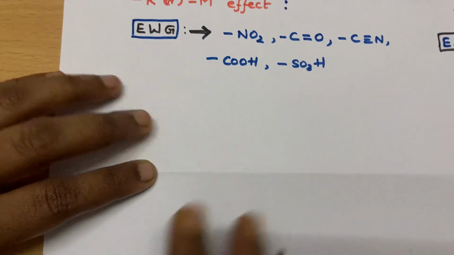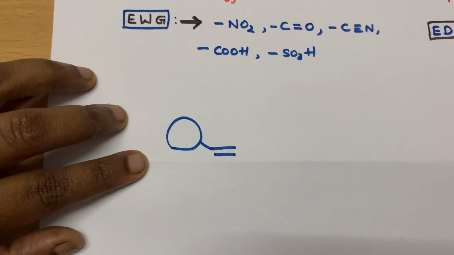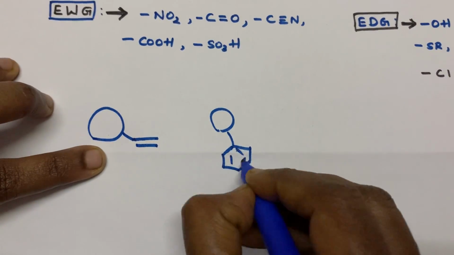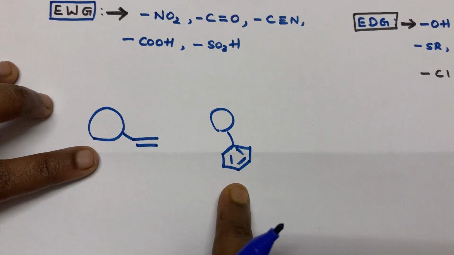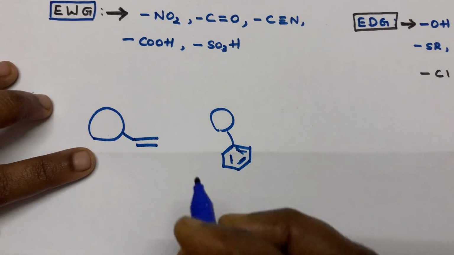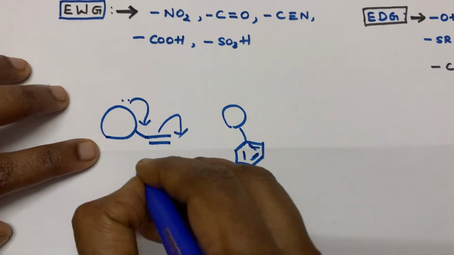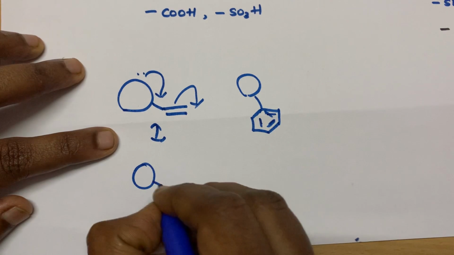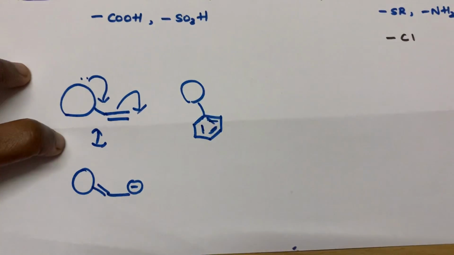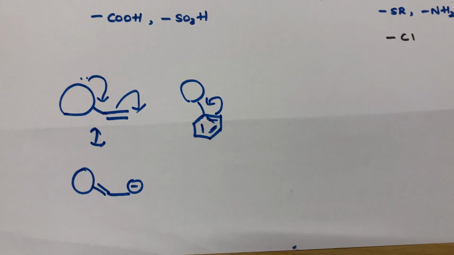When a group is attached to a double bond system like this, or to an unsaturated system, which can be a pure alkene or an aromatic system, a delocalization of electrons takes place. So what is delocalization? If it is an electron donating group, it will donate electrons like this, so you will have resonance structures. I am not writing what group it is, but these are resonance structures. If it is an electron withdrawing group, it will take the electrons. So this is delocalization of electrons from one atom to another atom.